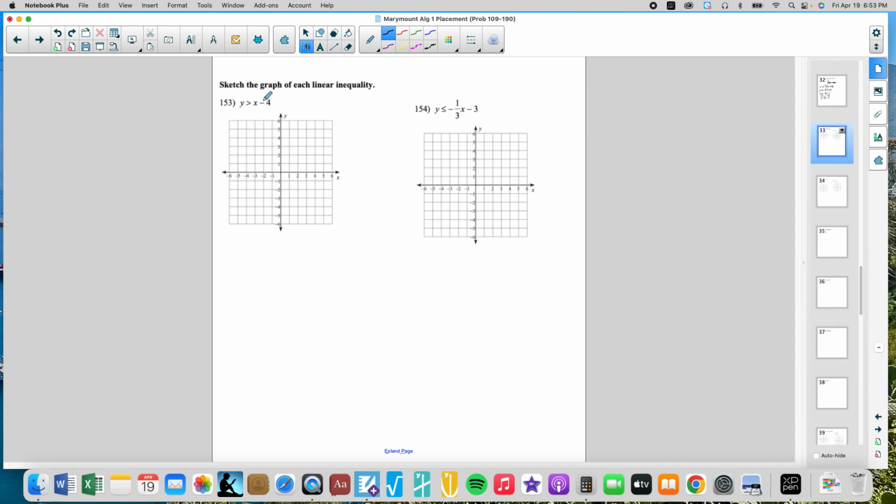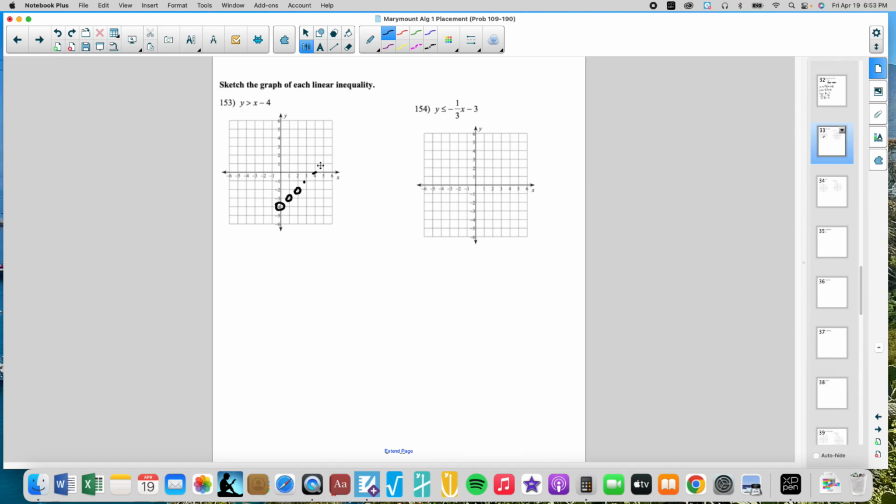So here is an inequality. We're going to do it. It's in slope-intercept form. It has a y-intercept of -4. I would make a dot, but because it's greater than and not equal to, that border is going to be an open circle on my y-intercept. So I do an open circle. I'm going to use my slope, which is 1, which means I go up 1, right 1, open circle, up 1, right 1, open circle.